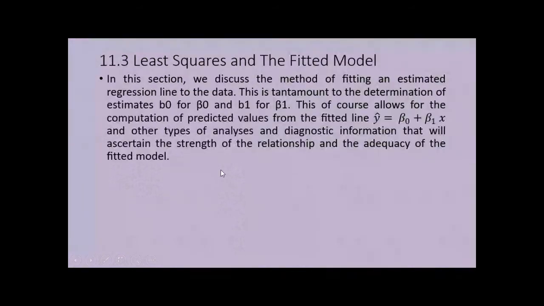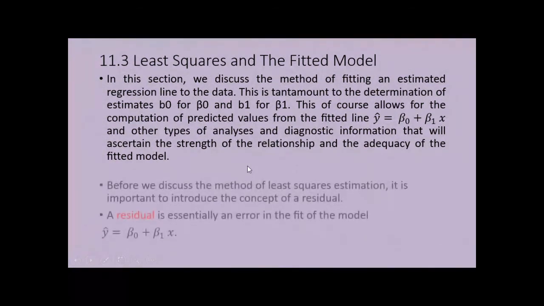Fine. Distance, least square and the fitted model. In this section, we discuss the method of fitting an estimated regression line to the data. This is tantamount to the determination of estimates b0 for beta 0, b1 for beta 1. Okay. This of course allows for the computation of predicted values from the fitted line, y cap is equal to beta 0 plus beta 1x, and other types of analysis and diagnostic information that will ascertain the strength of the relationship and the adequacy of the fitted model. We'll see in examples, right?